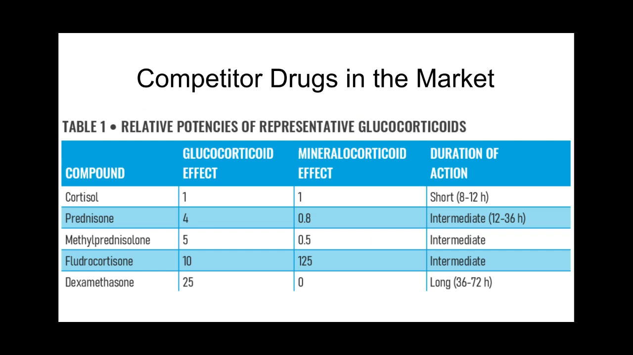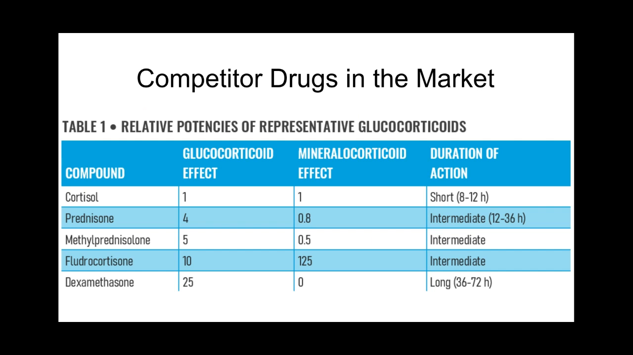Turning to competitor drugs on the market, here are some of the alternative drugs that can be used. Cortisol was one of the first drugs of this class to be used, and so it's therefore used here as a baseline for comparison. You can see that prednisone had greater glucocorticoid activity and reduced off-target activity with a longer duration of effect than cortisol. Methylprednisolone improved on this slightly.